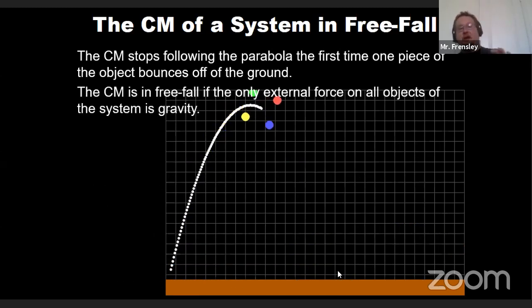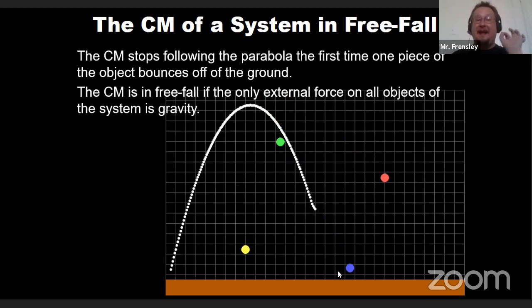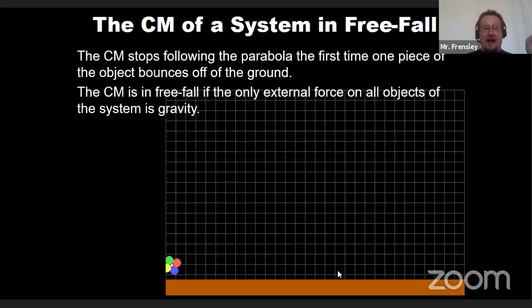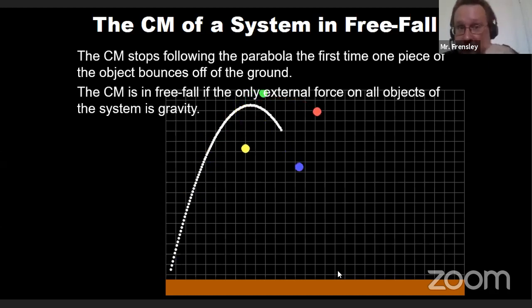Why? Because the center of mass is in free fall only if the only external force is gravity. Even after the explosion, that's an internal force. The explosion is an internal force. So the only external force is still gravity.